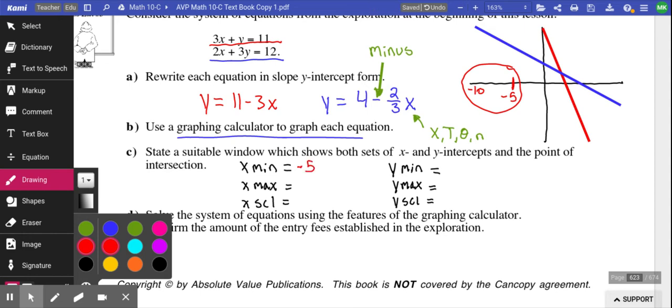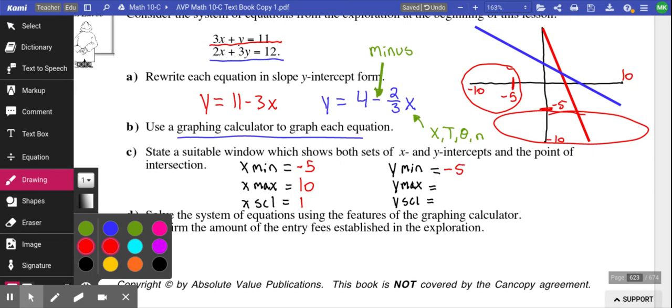Your x maximum actually looks pretty good. There's a little bit of dead space, so we could maybe bring it in a little bit, but I actually like that x maximum of 10. And scales, I just always leave it 1. That means your graph counts by ones. Your y minimum, again, we have a lot of dead space down here. We were at negative 10. We could maybe bring that up to about negative 5 as well.